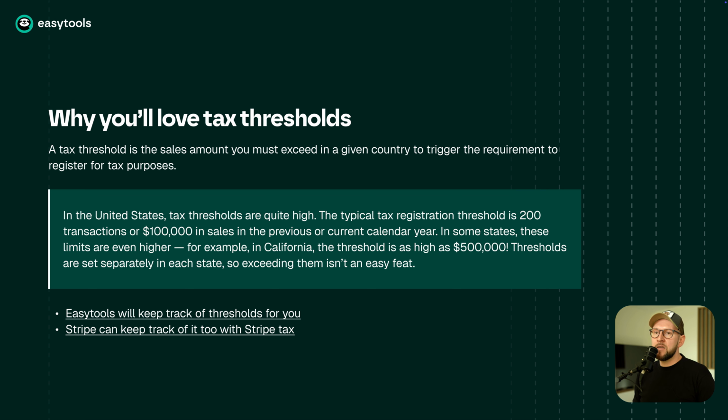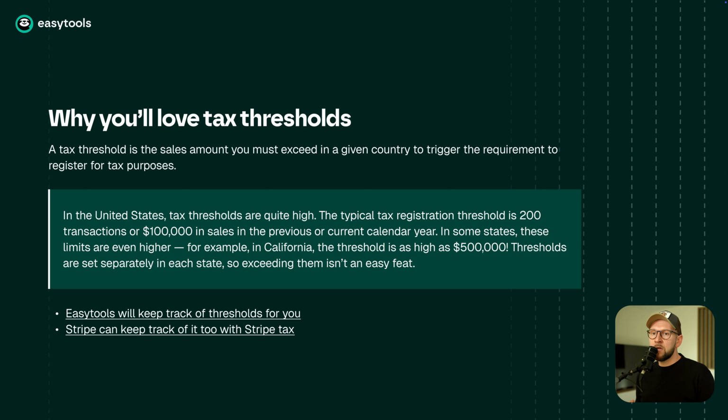In some states, these limits are even higher. For example, in California, the threshold is as high as $500,000. And thresholds are set separately in each state, so exceeding them isn't really easy unless you earn a lot, like millions of dollars probably. So this is really great news because all the headache is gone because of the thresholds.